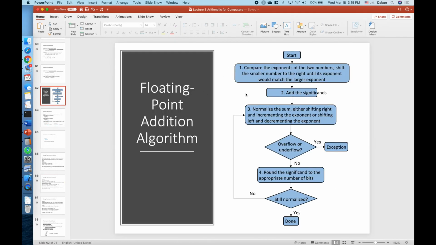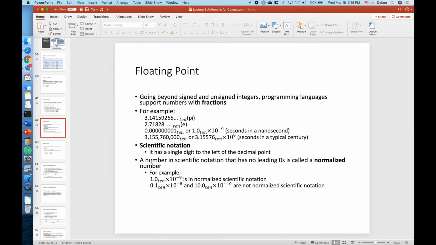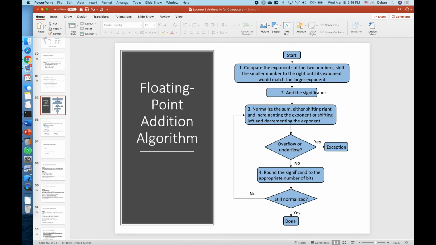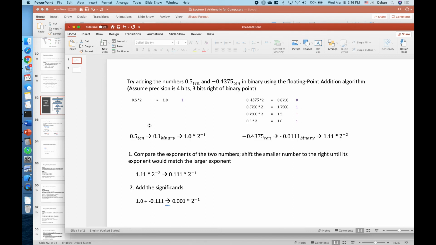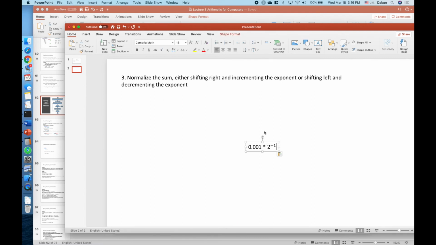So the third step is to normalize the summation. Either shift right and increment the exponent, or shift left and decrement the exponent. Recall that normalized means a number in scientific notation that has no leading zeros. It must have a 1 on the left side of this point. So we first get the summation, and we should normalize it. So we should shift left and decrement the exponent.